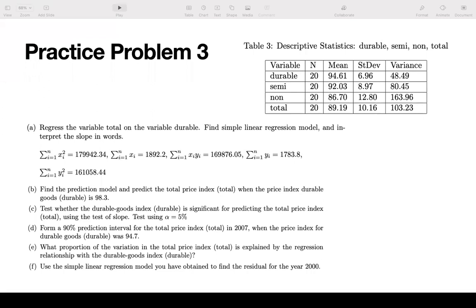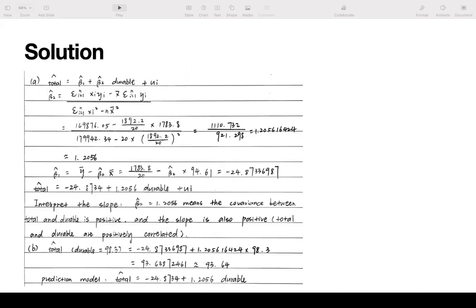So I'll talk about the solutions for practice problem 3. And so here we have the solution for part A being total hat is equal to beta 1 hat plus beta 2 hat durable plus ui, which is the error term. And by using the formulas, we have beta 2 hat is equal to 1.20, and also we have the value for beta 1 hat is equal to y bar minus beta 2 hat times x bar. So it is basically equal to minus 24.87.